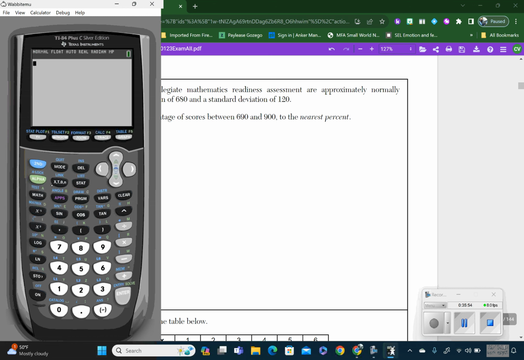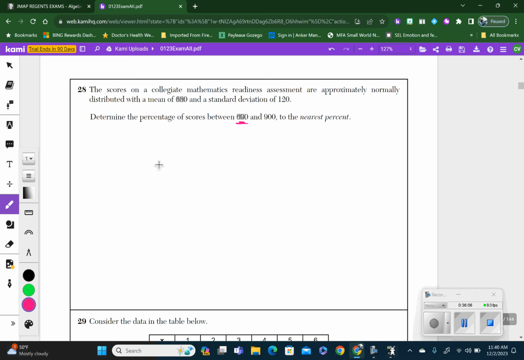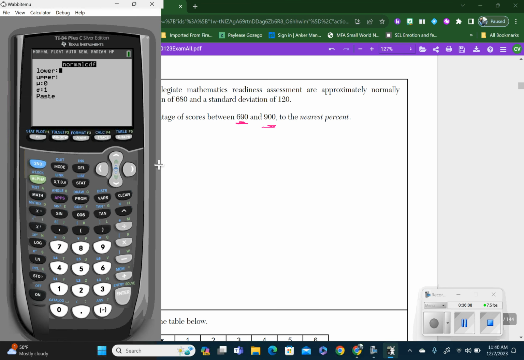So this is normal CDF. Second vars next to the clear. Normal CDF is option number 2. So hit that. And now it says lower and upper. So my lower is 690. The upper is 900. So I'm going to put that in. And again, I know I didn't go through this with you. No biggie. Then it says the mean is 680. So I'm going to put 680 in, and my standard deviation.